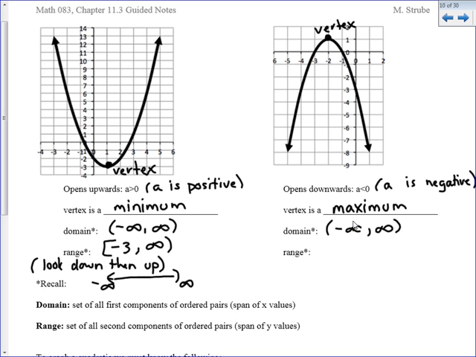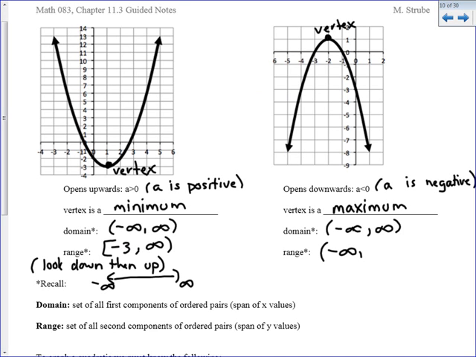Domain on your next graph, still -infinity, +infinity. That will not change for quadratics. The thing that changes is the range. So whenever you're looking for the range, you want to look down for the bottom of your graph and then look up for the top of your graph. So if I look at this graph right here, where is the bottom of this graph going to be? -infinity. So the arrows show that this graph is going to keep going down and down and down beyond the picture that we drew. So this one's going to have a bottom at -infinity.